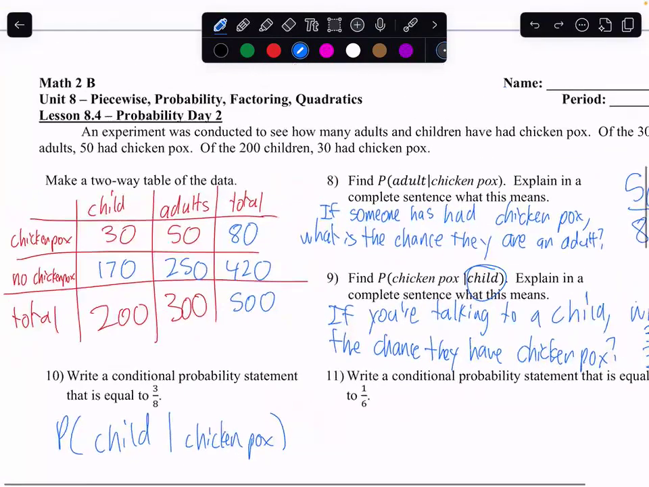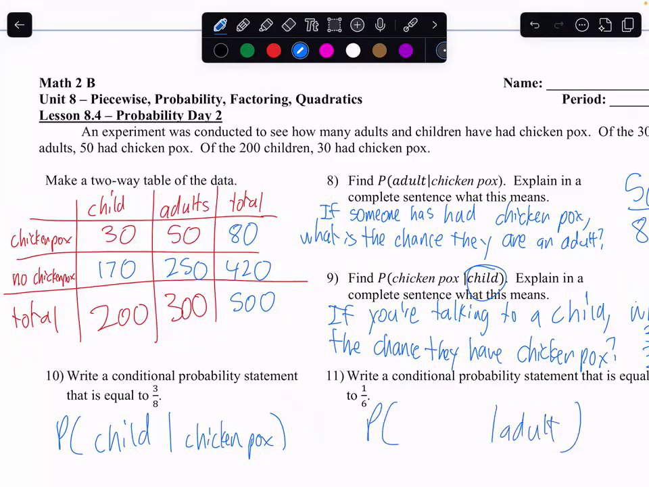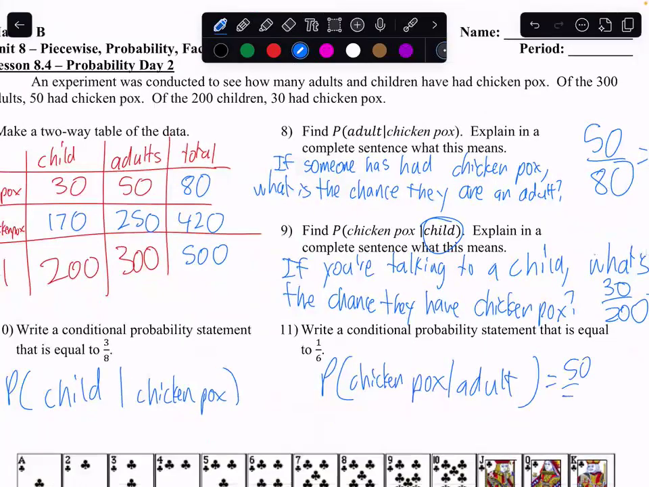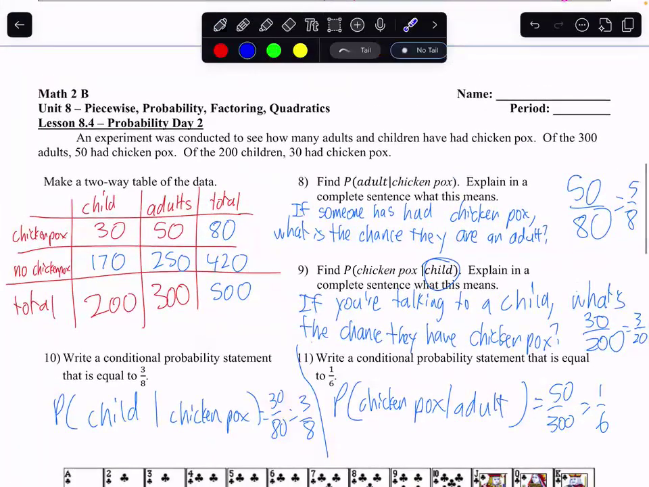Okay, and how about 1/6? 50 over 300 would reduce to 1/6. So the given needs to be adult, and the 50 is from having chickenpox. Let me just write this out. This is 50 over 300, which reduces to 1/6. This one was 30 over 80, which reduces to 3/8. Okay, so questions on any of this?